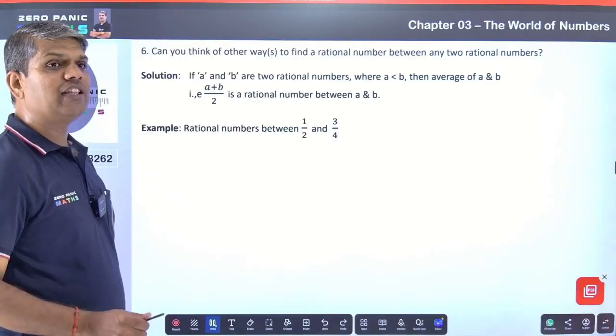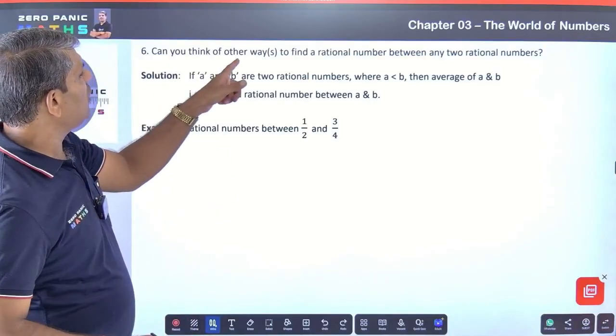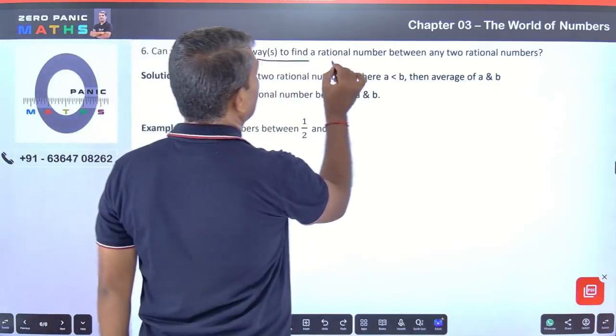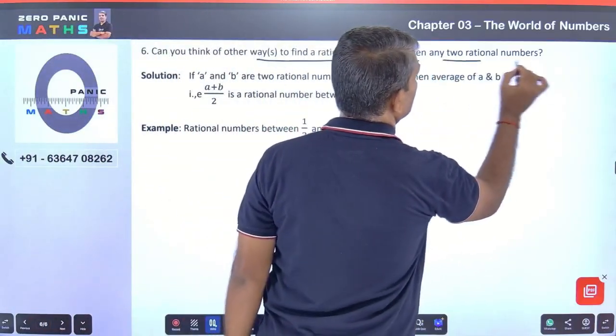Now here they are asking, can you think of any other way to find the rational numbers between any two rational numbers?